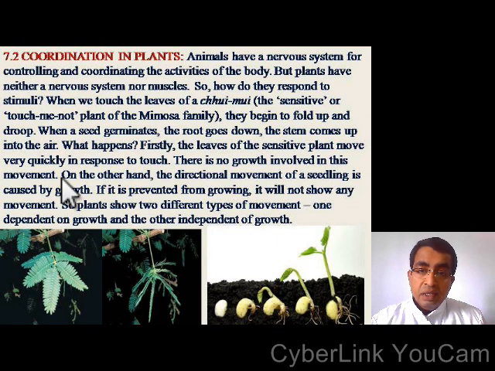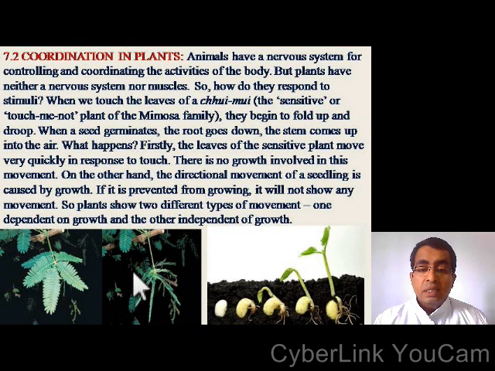Animals have a nervous system for controlling and coordinating the activities of the body, but plants have neither a nervous system nor muscles. So, how do they respond to stimuli? When we touch the leaves of a chhui mui or touch-me-not plant, they begin to fold up and droop. When a seed germinates, the root goes down, the stem comes up into the air. You can see both these movements.